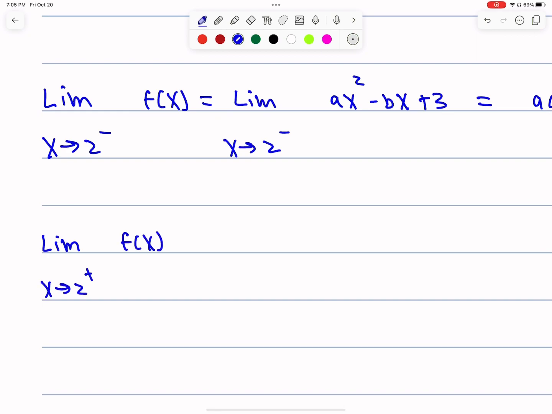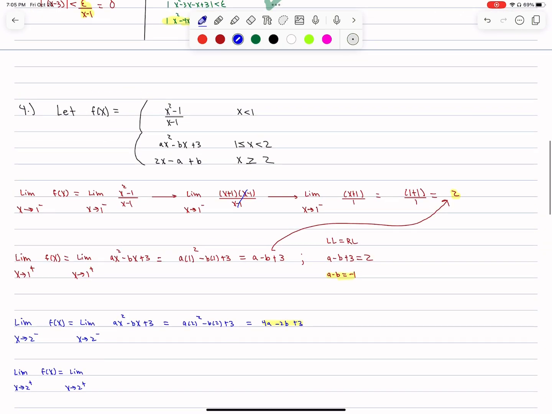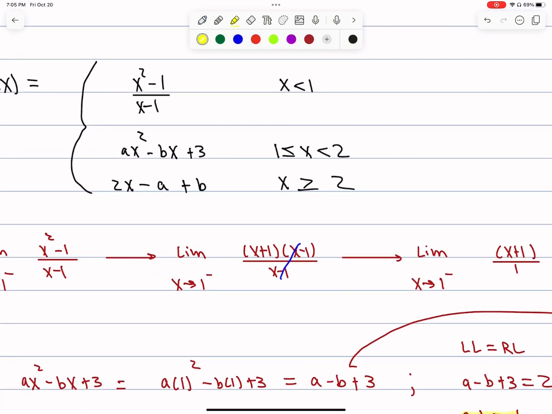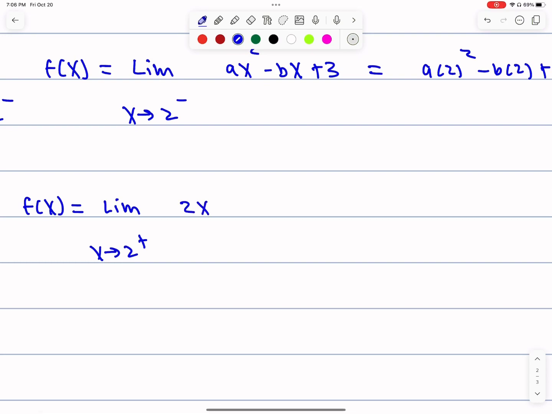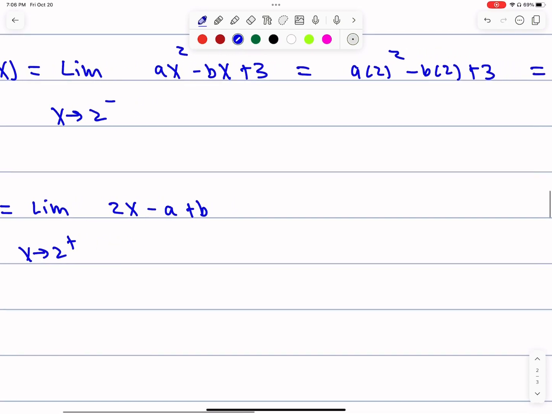So limit x going to 2 from the right side, f of x. We've got to find the corresponding function for this as well. So we go back to our piecewise function, and it turns out that we need to use the equation 2x minus a plus b. So let's write this down over here. So we get 2x minus a plus b.